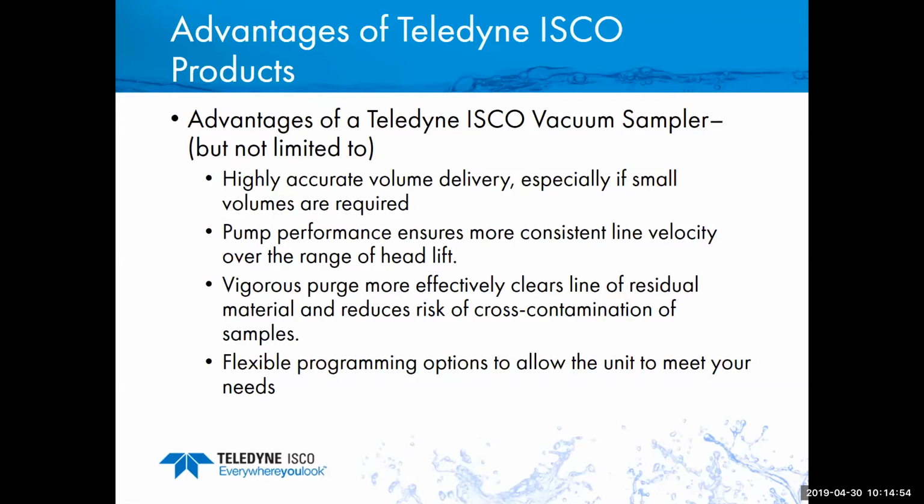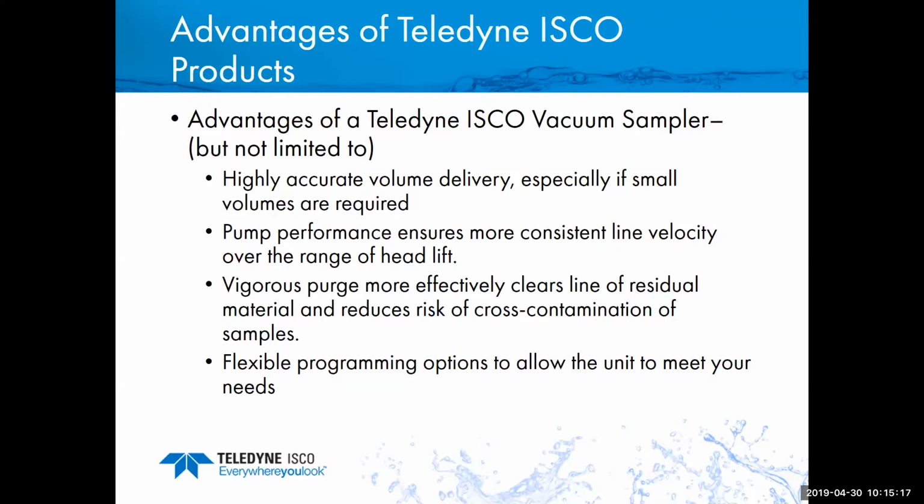Pump performance ensures more consistent line velocity. You don't lose a lot of line velocity because it's just the vacuum pump that's controlling that. With the peristaltic, you have wear on your tubing, you have wear on your rollers and bushings, and all of that wears, then your suction decreases over time until you replace all those.